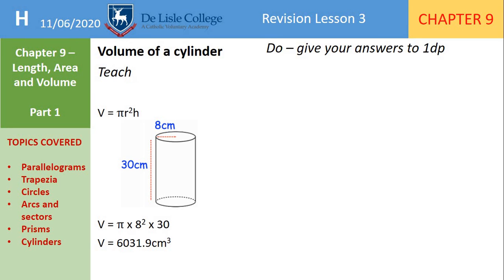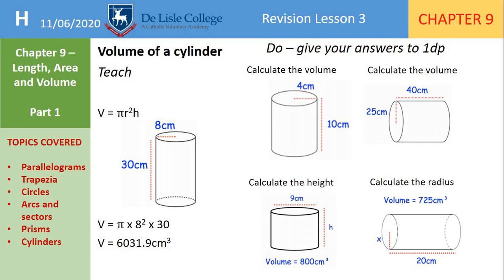You're going to have a go at some. You're going to give your answers to 1 decimal place. The first 2 are calculating the volume. The third one is to calculate the height. So you're going to have to think backwards and show your working to solve this. And the fourth one is to calculate the radius. So pause the video while you work through these.